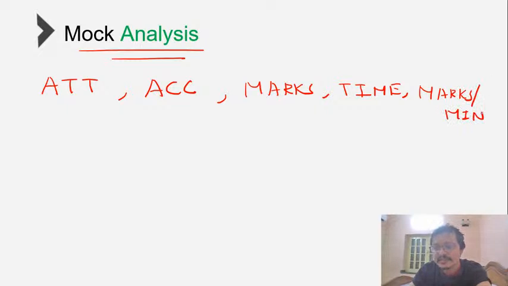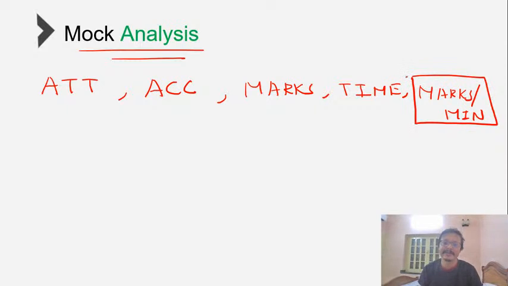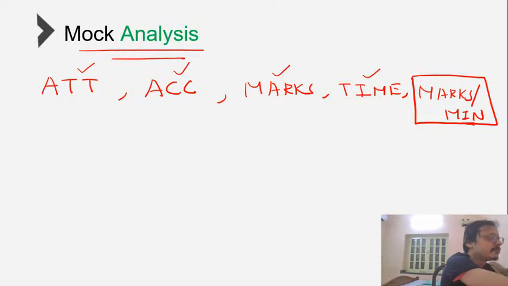And this is the sole metric which will determine which topics you attempt, which topics you do not attempt. Why? Because marks per minute is basically taking into account your attempts, your accuracy, your marks scored, as well as in the denominator you have the time taken to get those marks. Now how do you utilize the marks per minute criteria? The procedure is pretty simple.